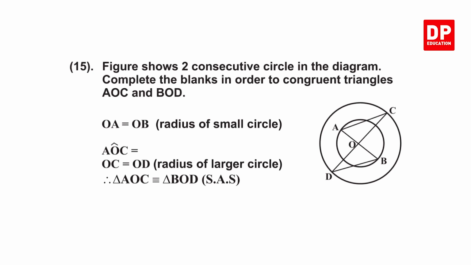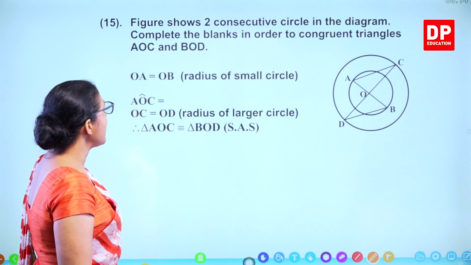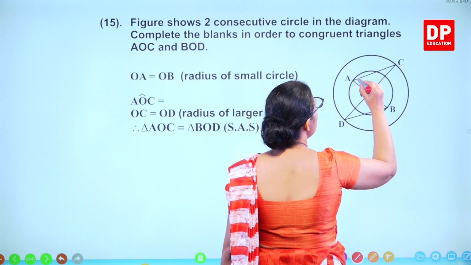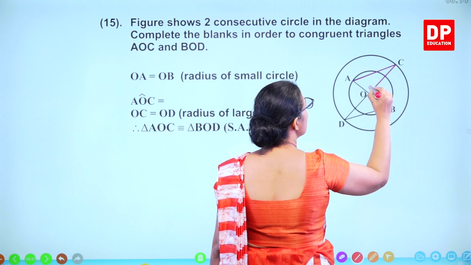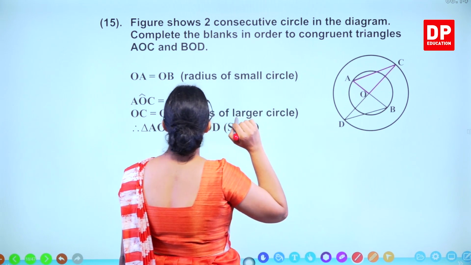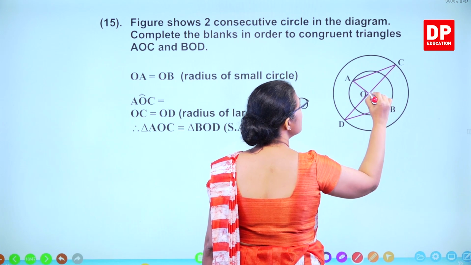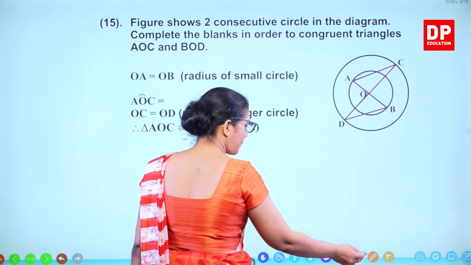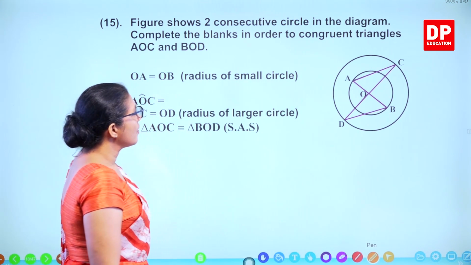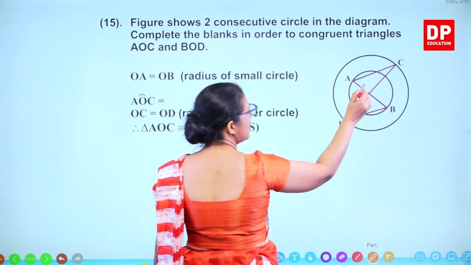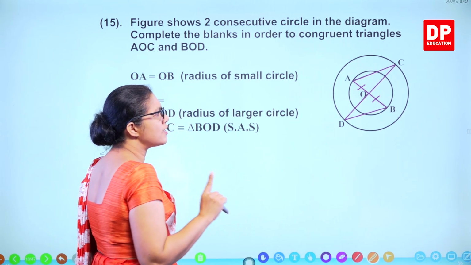Question number 15. Figure shows 2 concentric circles in the diagram. Complete the blanks in order to prove congruent triangles AOC and BOD. We'll draw it and say, this one AOC and BOD, this triangle. It's given AO and OB both are equal. That's the radii of the small circle.